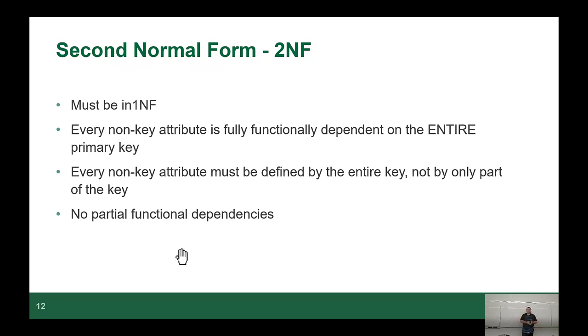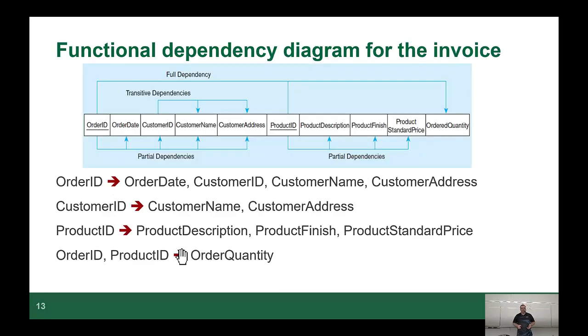Every non-key attribute is fully functionally dependent on the entire primary key. So we get rid of partial dependencies. Every non-key attribute must be defined by the entire key, not by part of the key. So we have no partial functional dependencies.